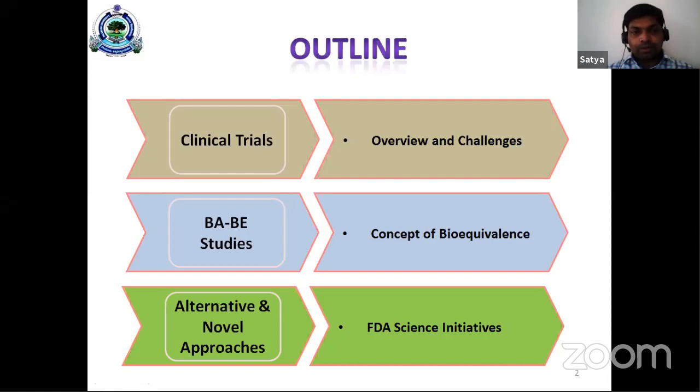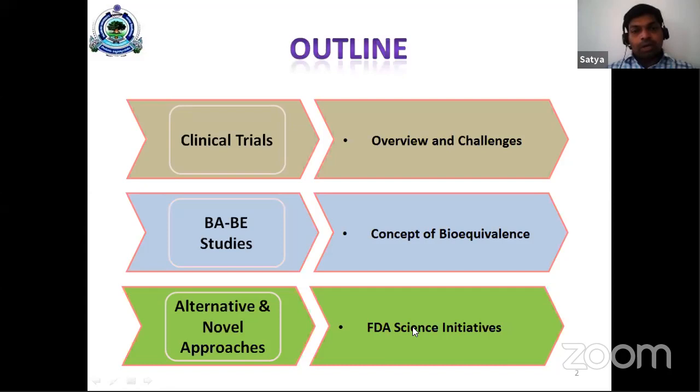Great. So today my presentation I have divided into three segments. The first one would be clinical trials, its overview and challenges. The second segment would be BA/BE studies and the concept of bioequivalence studies, how generic industries in India work. My main focus is on this area. The third one would be the alternative and novel approaches FDA is trying through its science initiative to reduce human trials. So let us go one by one.